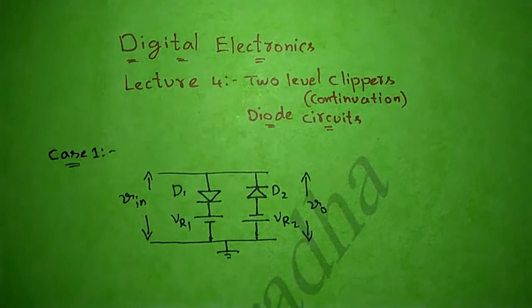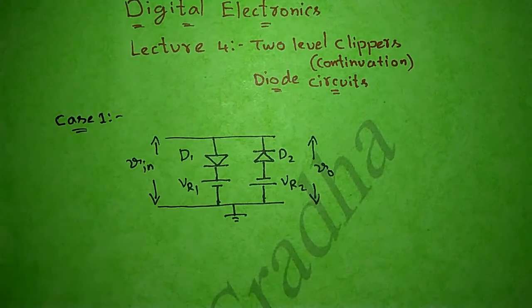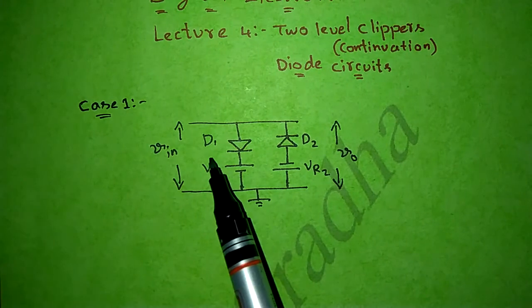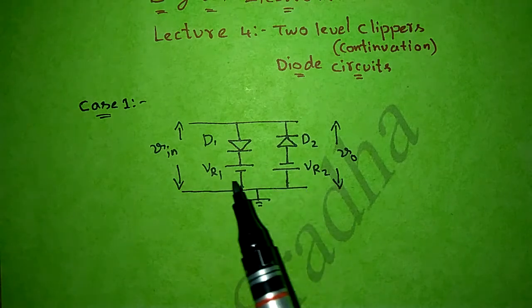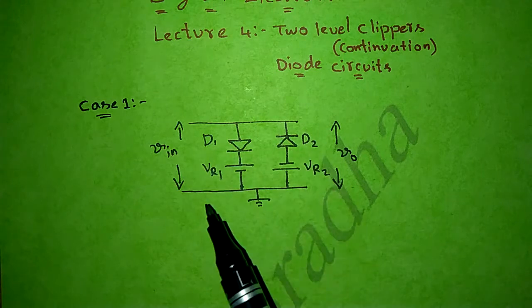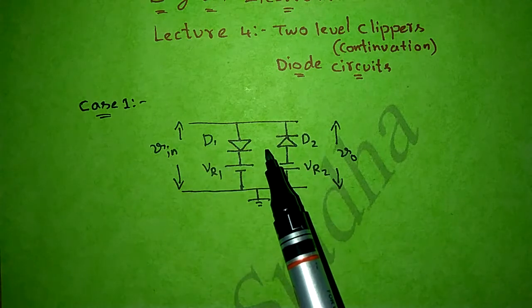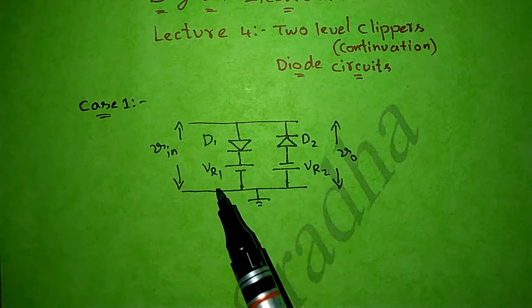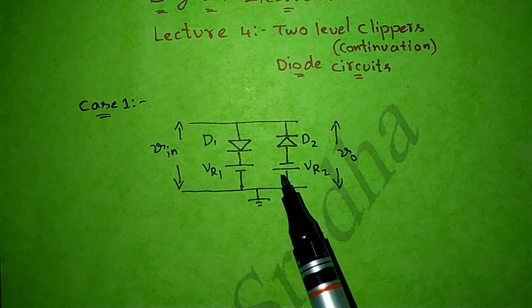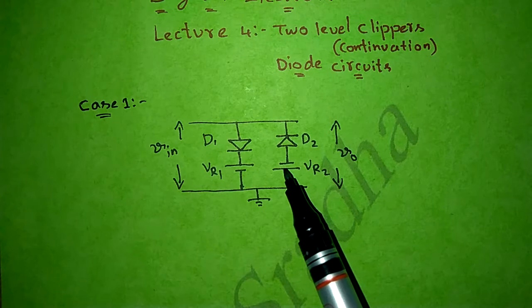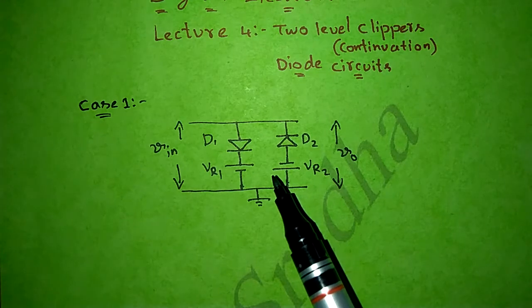In this circuit, there are two diodes D1 and D2 and two reference voltages VR1 and VR2. By keeping the positions of diodes D1 and D2 fixed and by varying VR1 and VR2, we can get four different circuits from this basic diagram. Suppose D1 and D2 are fixed. We can make VR1 and VR2 both positive or both negative, or VR1 positive and VR2 negative, and vice versa. That means VR1 is negative and VR2 is positive. In this manner, we can arrange the same circuit in four different styles.